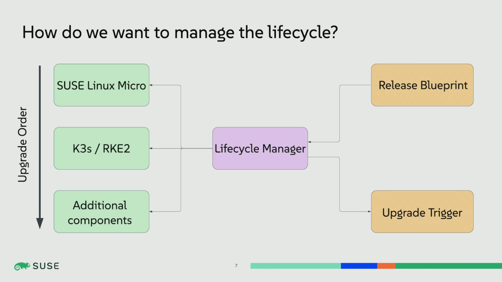Once we have largely established this part, we need to figure out what we exactly need in order to bootstrap this process. To the right, you see that we basically need 2 different things. First is the release blueprint, which contains all the different components, rather the versions of all the different components consisting of a SUSE Edge version. And to the bottom, you see the upgrade trigger, so how the user actually triggers the upgrade process.